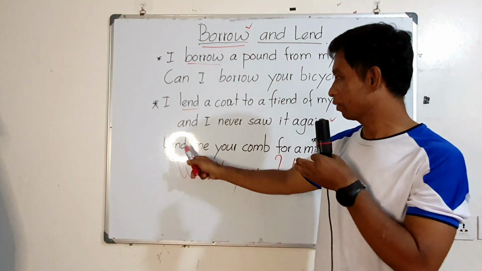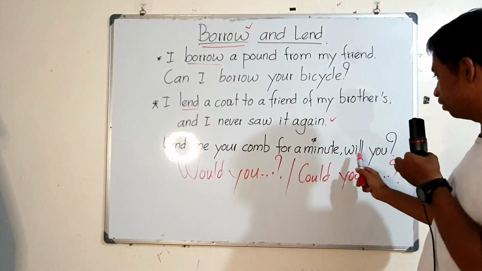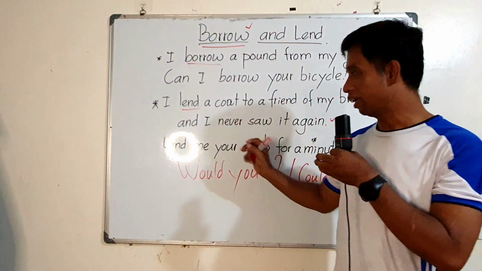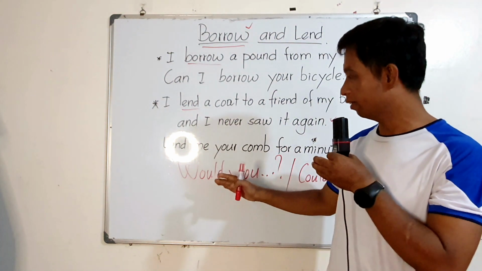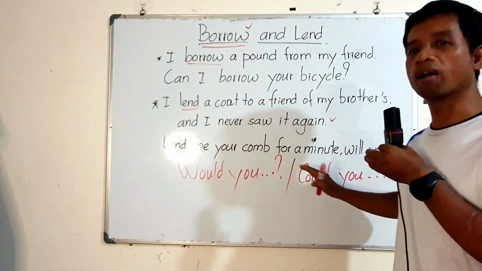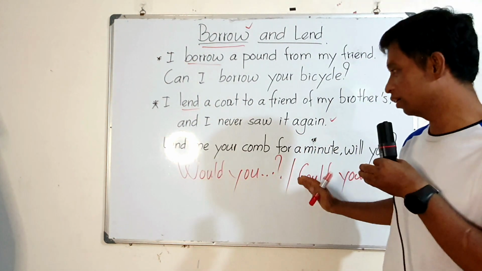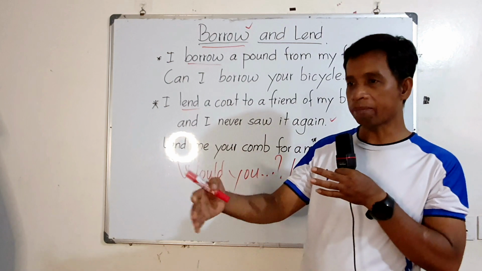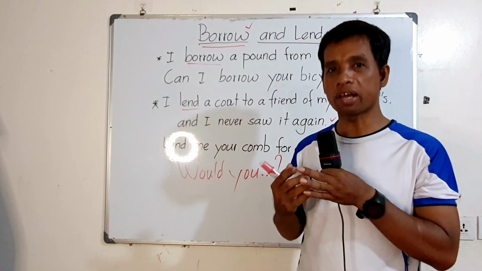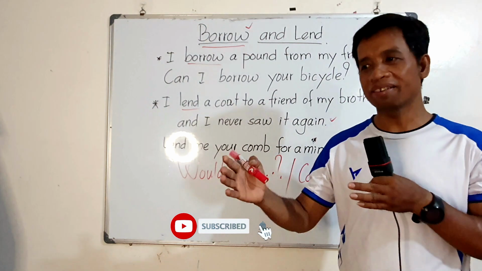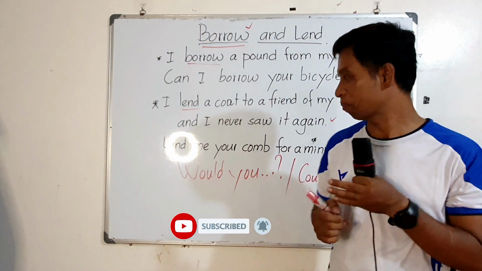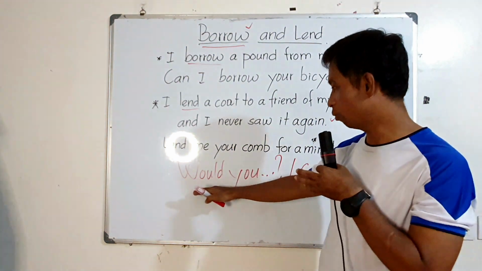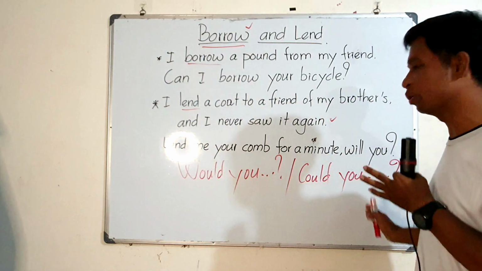And the next one: lend me your comb a minute, will you? This is the polite way. It means would you or could you. So we can use a comb for a period of time. We give somebody a comb to use for a period of time, and then they have to return it back. So here it means the polite way, would you or could you.